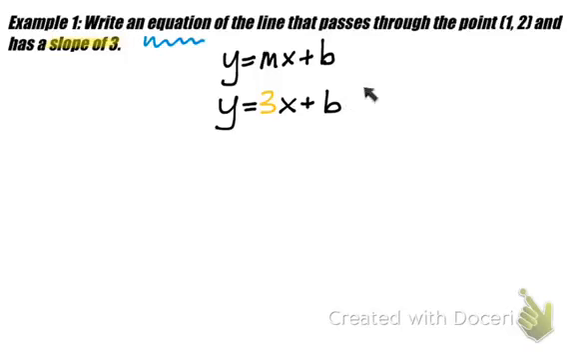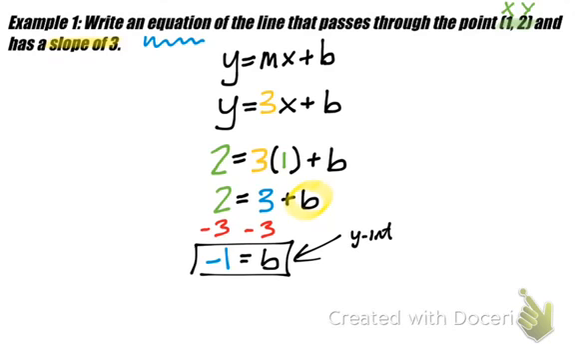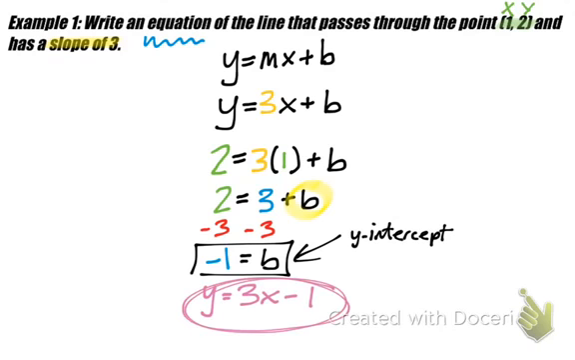So then they also give us some more information. They give us a point that the line passes through. So this point is our x and our y that we're going to use in order to figure out what our y-intercept is going to be. So we're going to substitute in our y, which is 2, equals 3 times our 1, which is our x-coordinate, plus b. If we simplify this equation and solve for b, subtract 3 from both sides, and then you get negative 1 equals our y-intercept, or our b. So now we have our slope and our y-intercept. Let's rewrite our equation in slope-intercept form: y = 3x - 1.